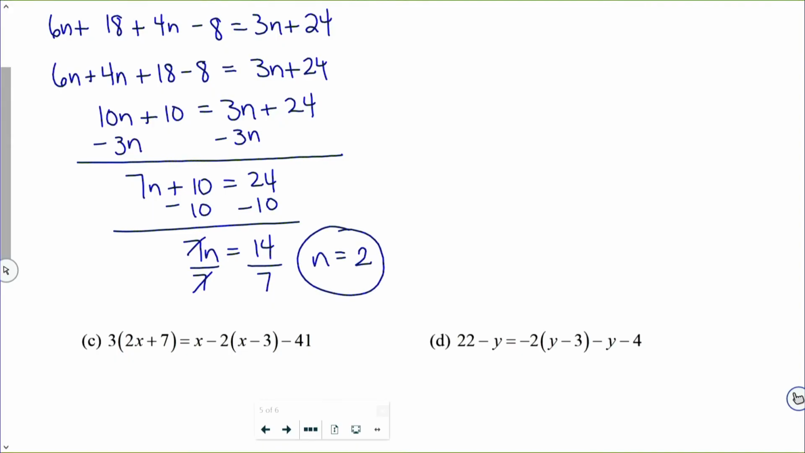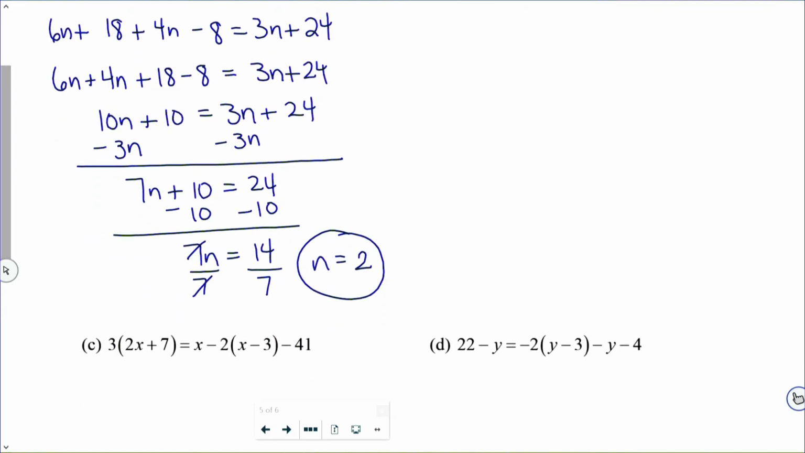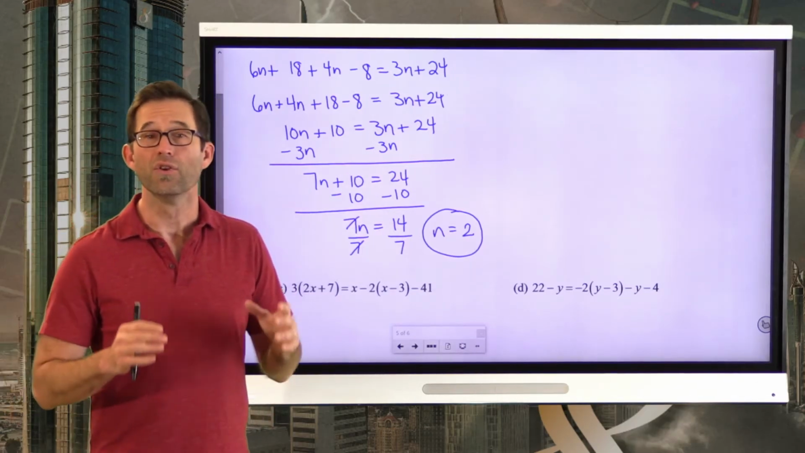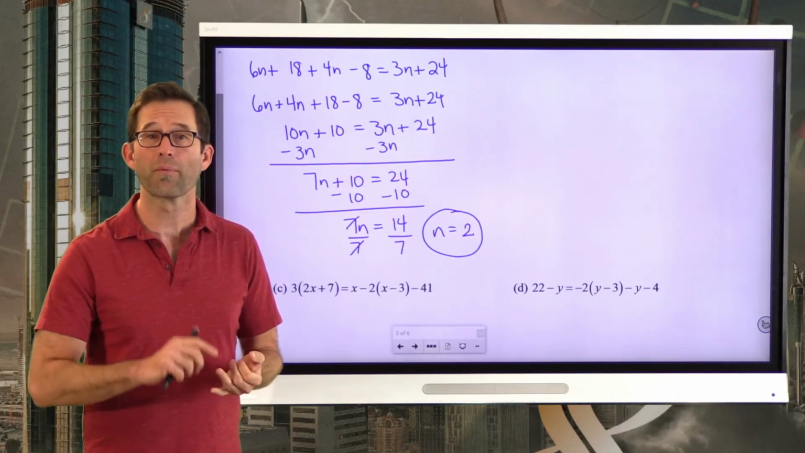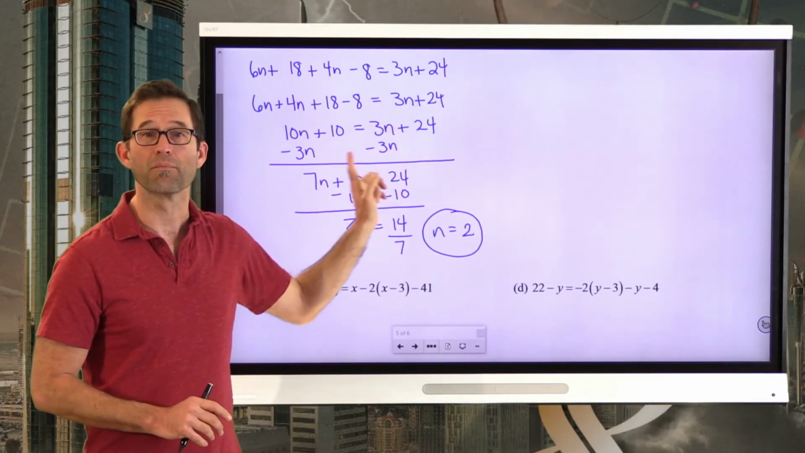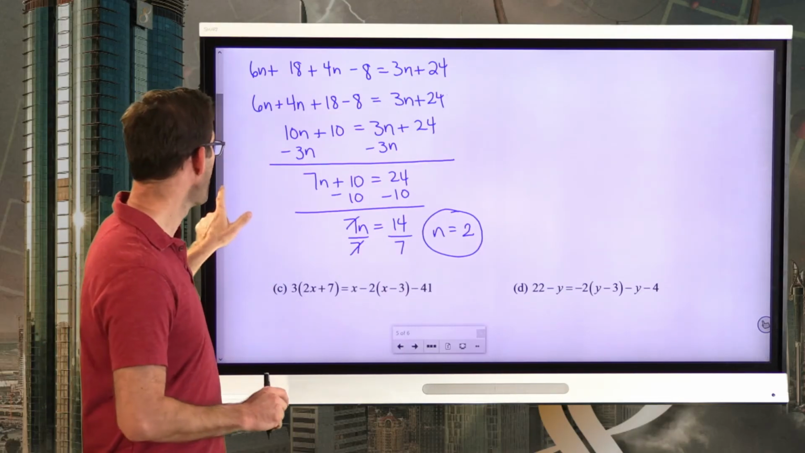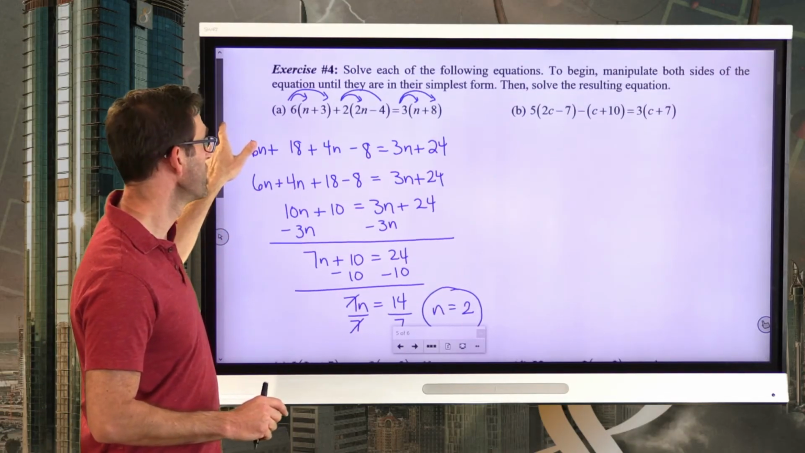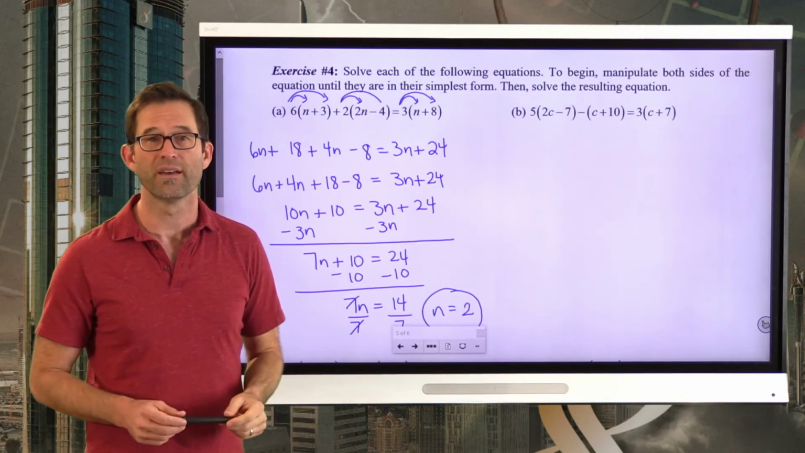14 divided by 7. All right, and let me bring this up a little bit so you can really see that solution. Again, using properties like the distributive property, the commutative property, the associative property to simplify the 2 sides, then using properties of equality to finish it off. Why don't you pause the video now, let me bring the screen up again, work on letter B on your own, and then we'll take a look at it.